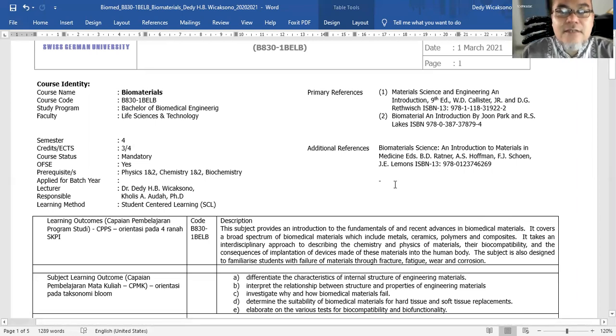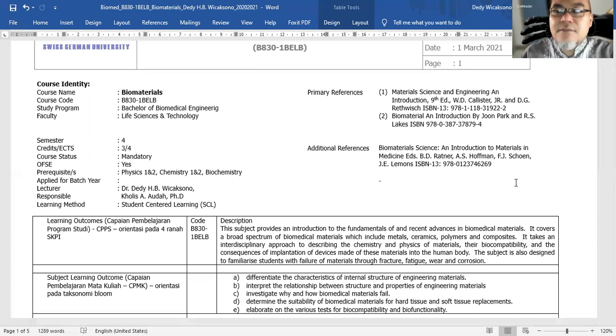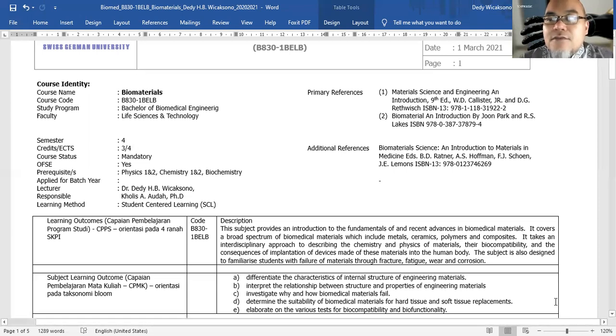So let's go back here to biomaterial. The subject will introduce you basically to the fundamentals and recent advances of biomedical material. It will cover a broad spectrum of biomedical material. So basically the idea is to give you some basic knowledge on the materials that are being used in biomedical devices, either instrumentation or implant or any diagnostic or therapeutic device.